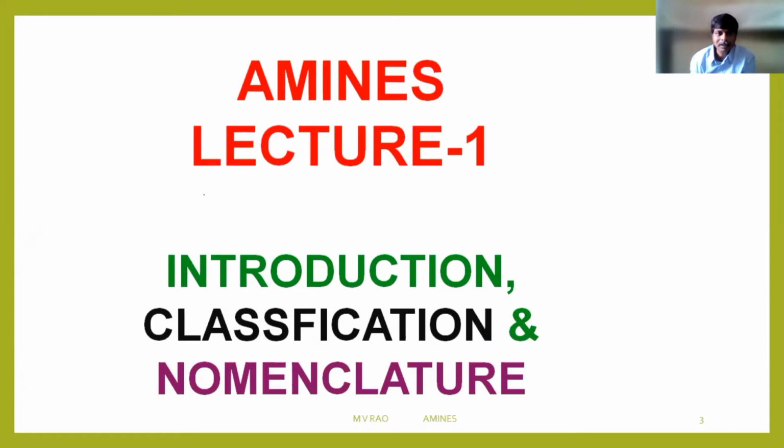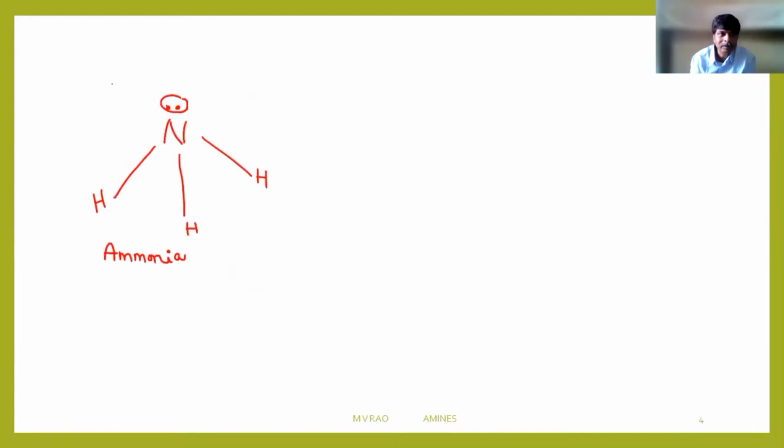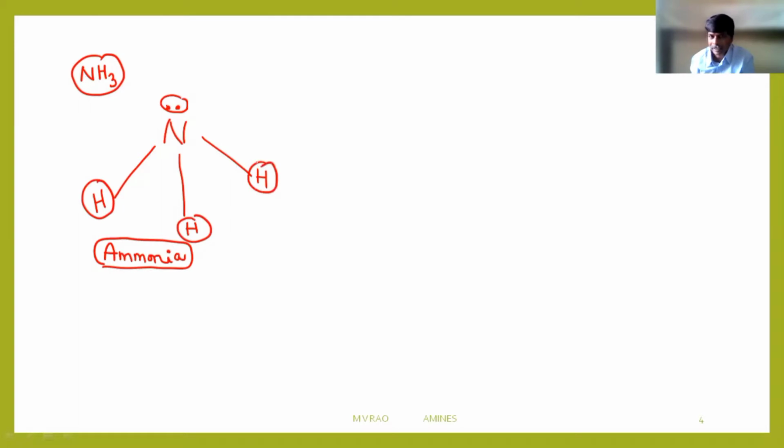In today's class, we will learn an introduction about amines, how amines are classified and their nomenclature. So you know what this is? This is NH3, ammonia. In ammonia, each nitrogen atom is attached with 3 hydrogens, NH3. Ammonia, NH3.